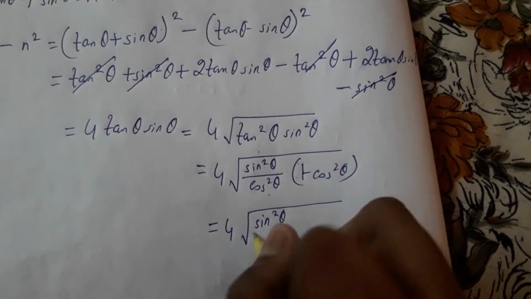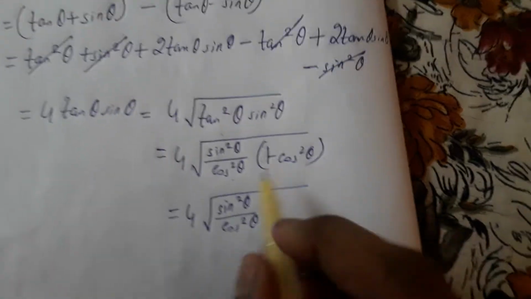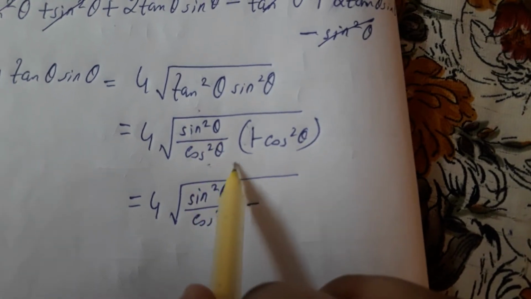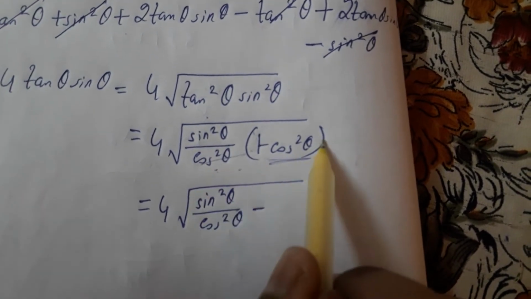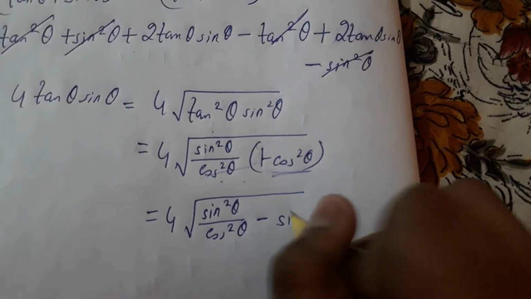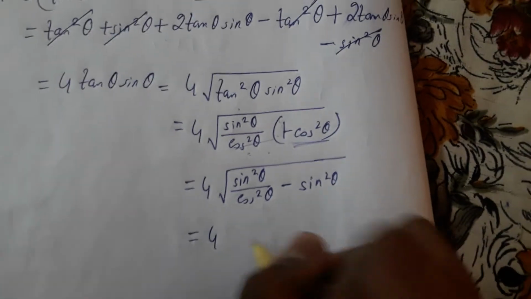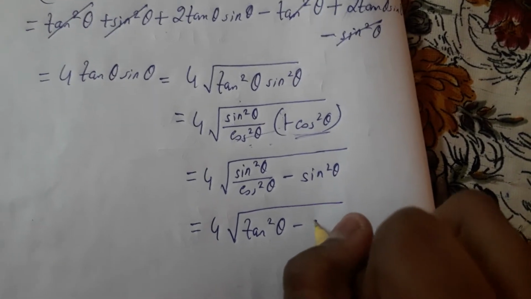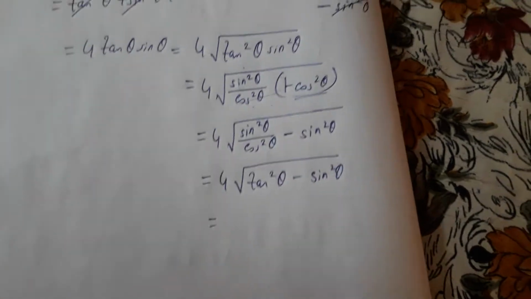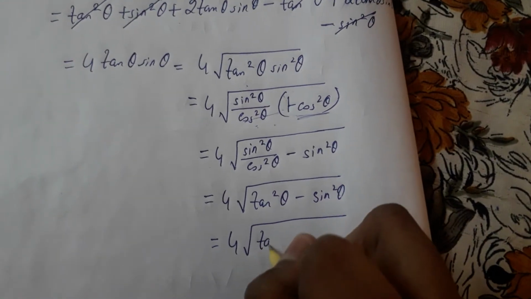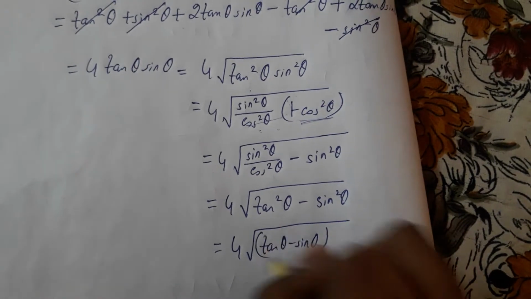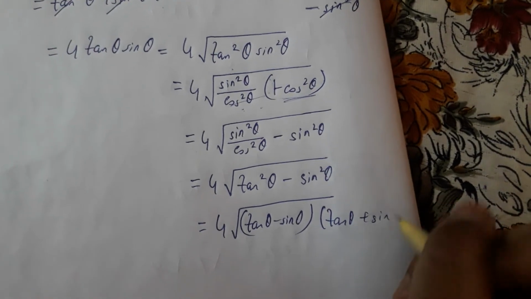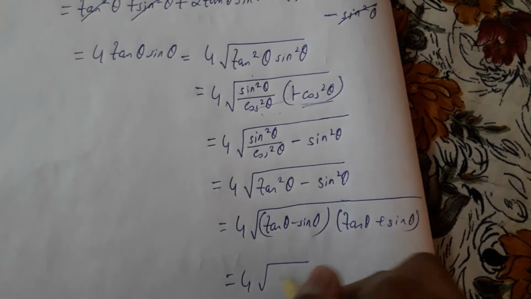Now this will be root over of sin square theta by cos square theta into 1. Okay, sin square theta divided by cos square theta minus, see the technique students, sin square theta divided by cos square theta into cos square theta. So cos square theta will be cancelled out and the answer will be sin square theta, and this will be tan square theta minus sin square theta, which is equal to 4 root over of tan theta minus sin theta, a square minus b square formula, a minus b into a plus b, into tan theta plus sin theta, and this will be 4 root over of mn.